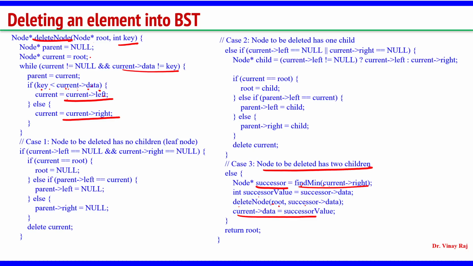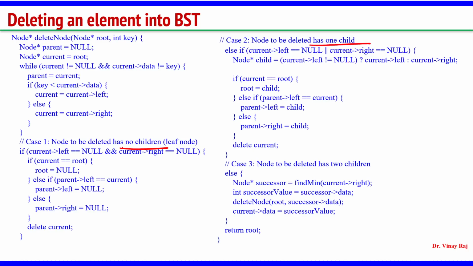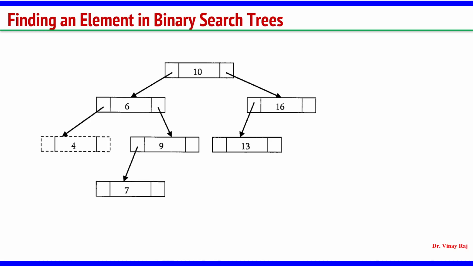So, when you are deleting an element in a binary search tree, you have three cases: deleting a node with no children, with one child, and with two children. Now, finding an element in a binary search tree. How do you find an element in a BST? It is simple. We have been doing this.